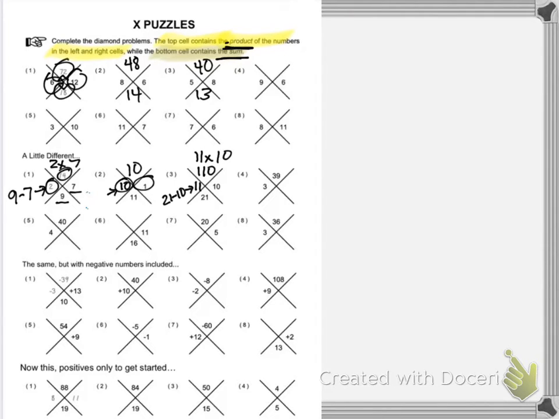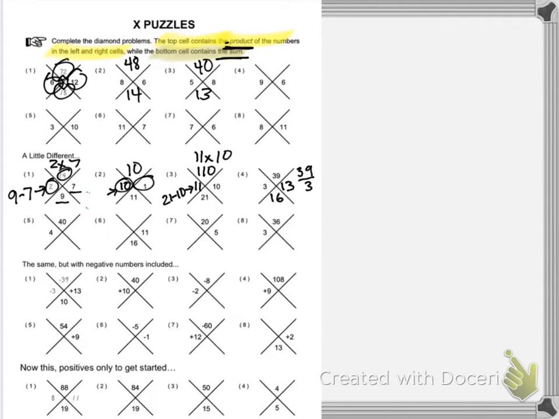Actually, let's do one more. For this one, I have the product, and I have a left number, but I don't have the right number. So I have to figure out what number times 3 gives me 39. I can divide 39 by 3, and that gives me 13. And then once I get left and right, I can add to give the bottom number. 3 plus 13 is 16.